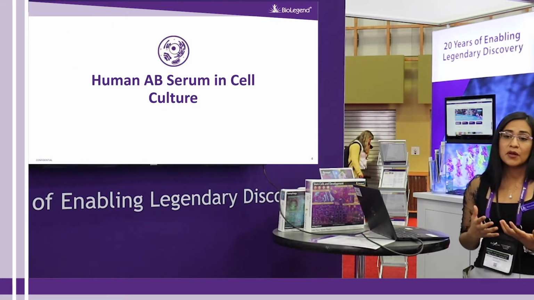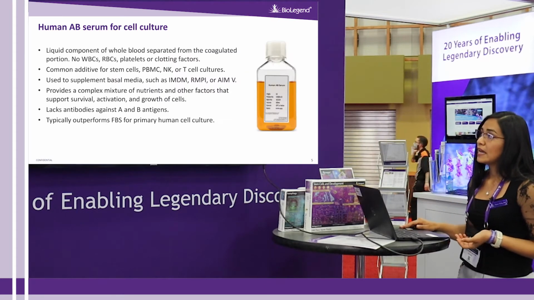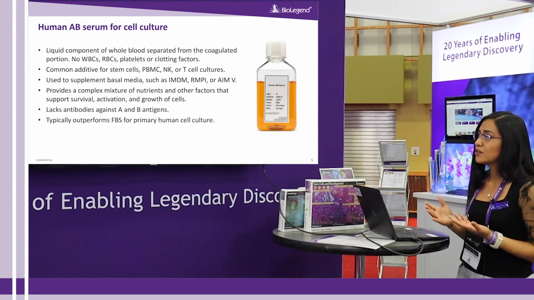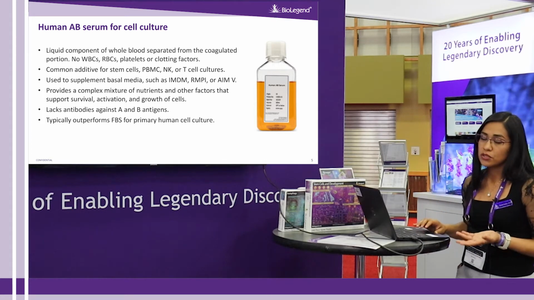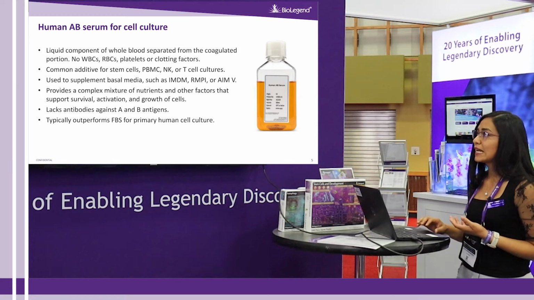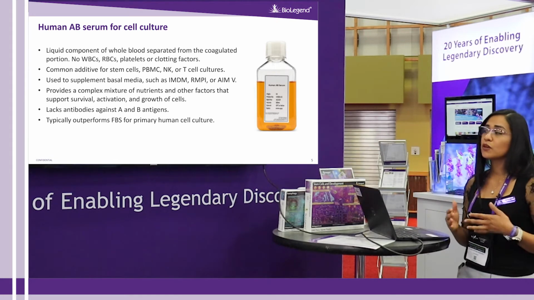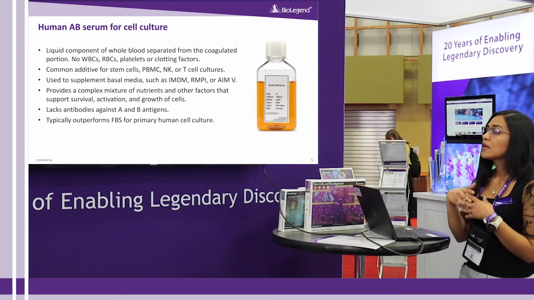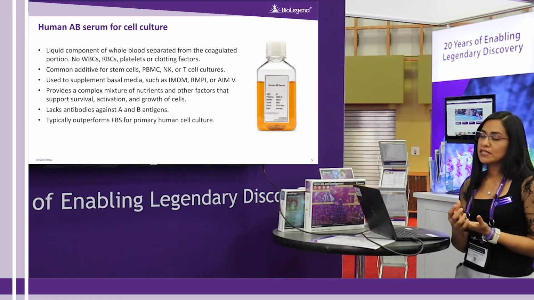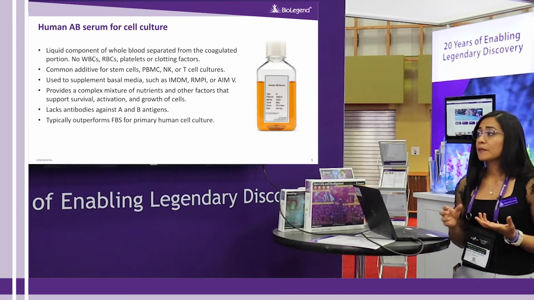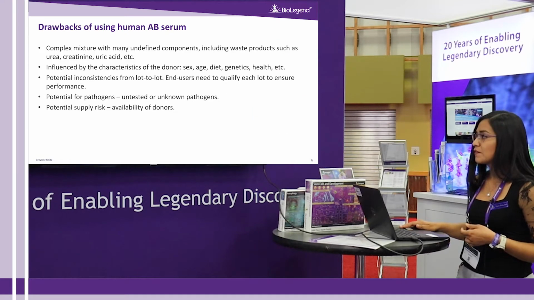So currently, people are using AB serum to culture human T cells, and you know the serum is isolated from the blood, and it's been used to support the culture of PBMCs, NK cells, and T cells. And people use it with different types of media. It could be IMDM, RPMI, so it's very flexible. And this is going to provide all the nutrients that your cells need to be alive. These are some other characteristics of the serum.